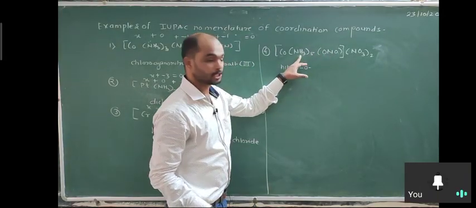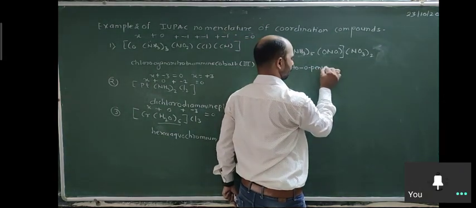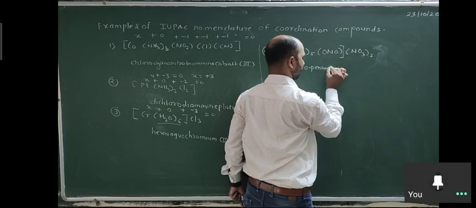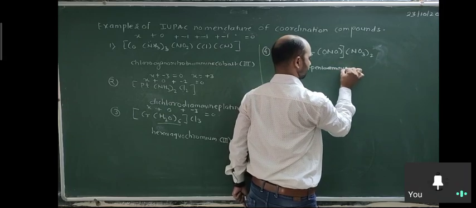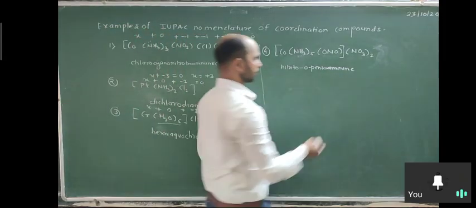Then NH3, how many NH3? 5. So penta, amine, cobalt.